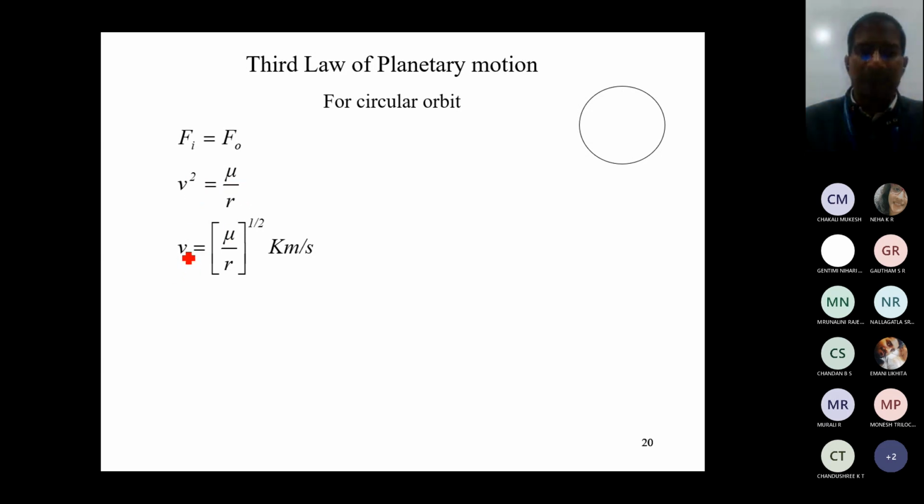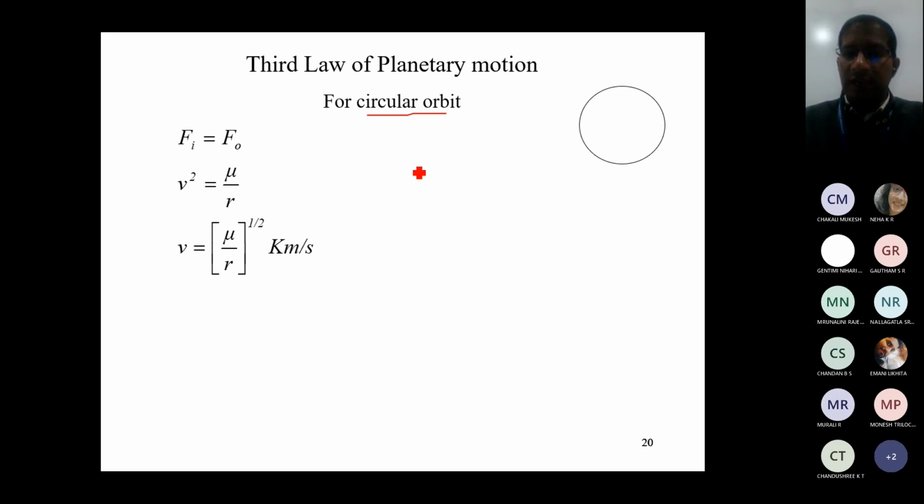So from this we can write that V is equal to square root of mu divided by R, where mu is a constant, the value we have given, and R is the radius of the orbit in which your satellite is moving, and the unit of velocity is kilometer per second. So this is the expression of velocity we obtained assuming the satellite is moving in a circular orbit. Keep it in mind.